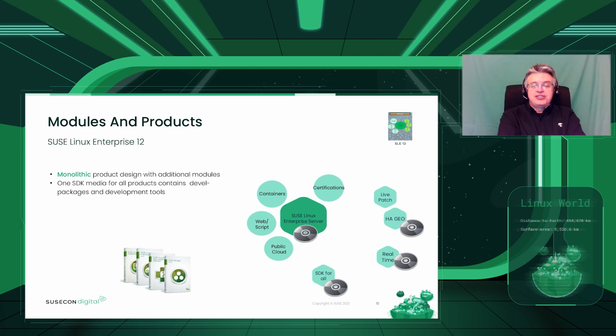Besides that, you have extensions, live patching, the high availability extension, the real-time extension that you could download, extra ISO images. And there is the SDK, which is available for all of these SUSE Linux Enterprise product families, one ISO there for all of these products. The SDK media contains the devel packages, it contains development tools, everything you need if you want to develop your own applications. But it also means that if you want to develop on a SLE product, you have to download the SDK with all its content where you maybe did not need everything.